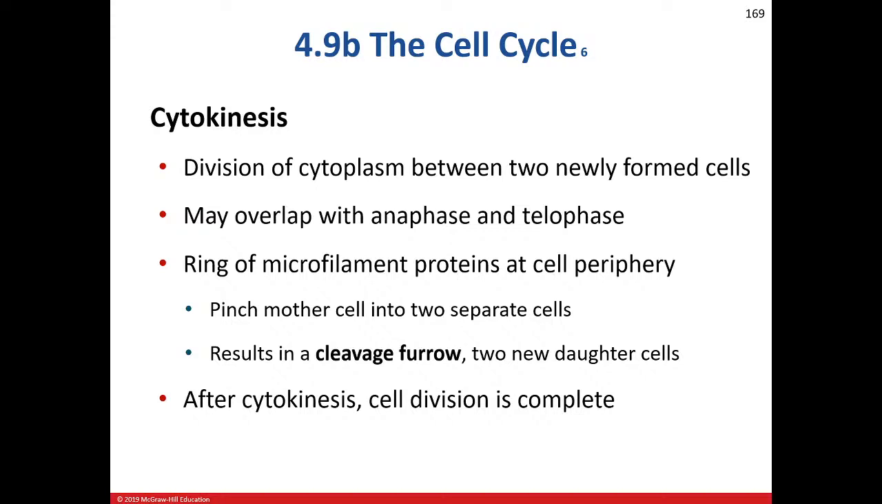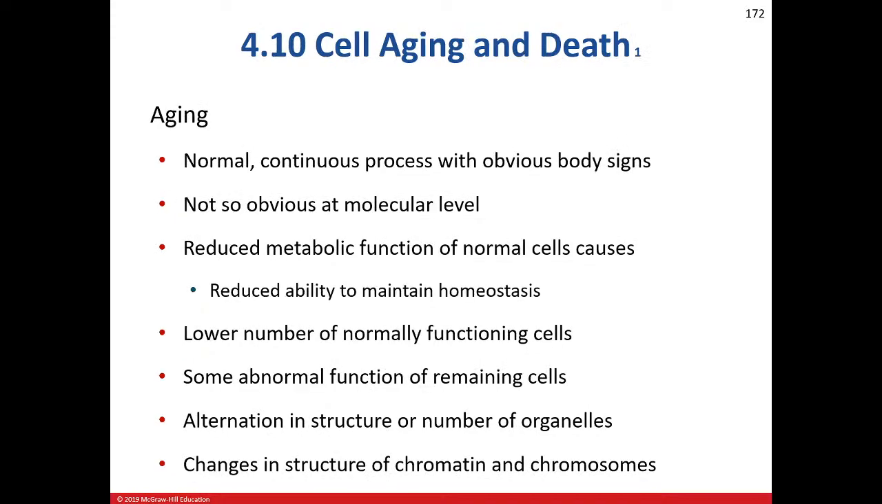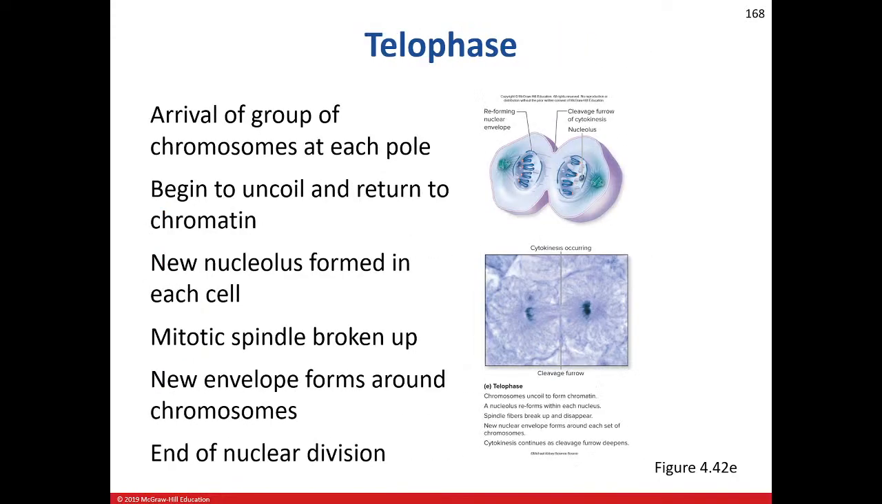So we see a ring of microfilament proteins developing at the cell's edge or periphery. And it's actually going to grow to pinch and separate the two cells. It results in what's called a cleavage furrow, which is that little divot, that little indentation between the cells, and then we'll continue to pinch that until the two cells are separated. After cytokinesis, cell division is complete.